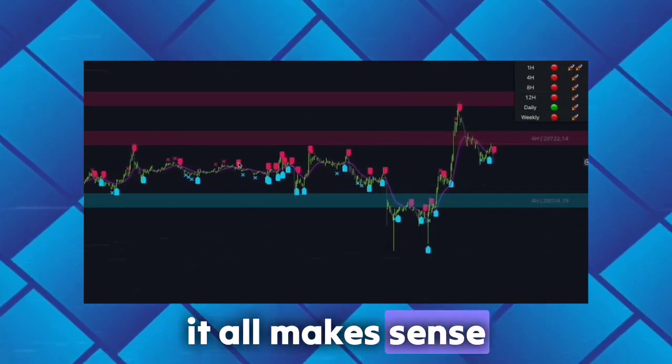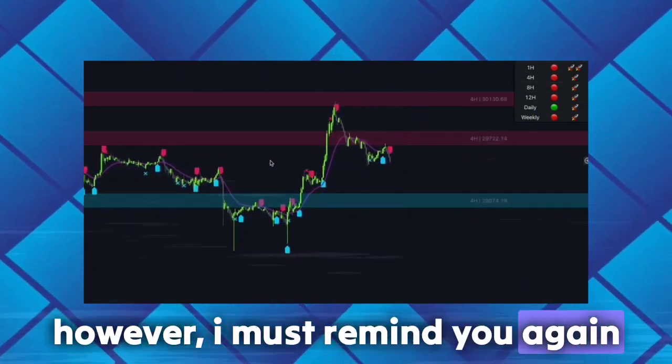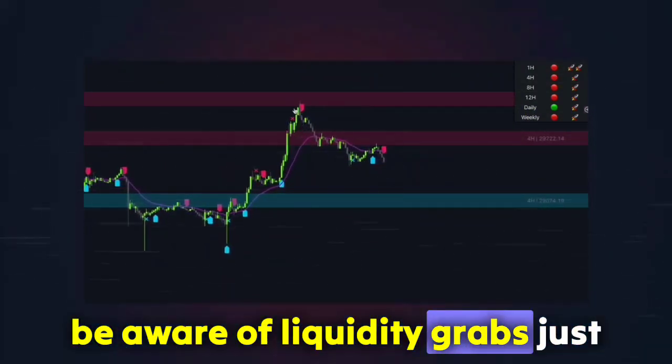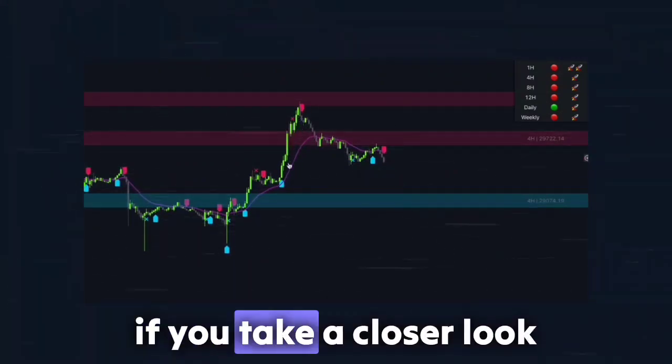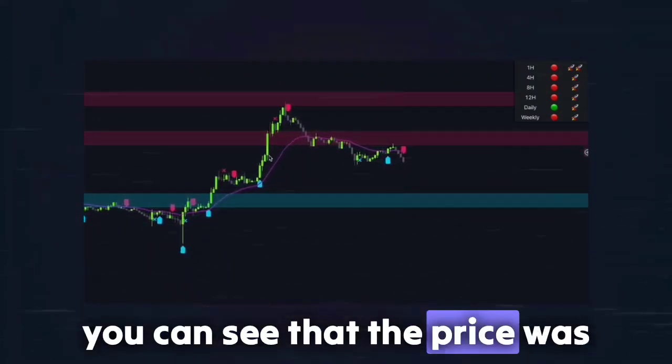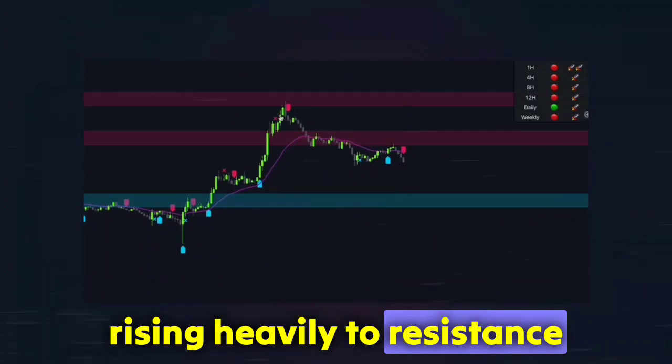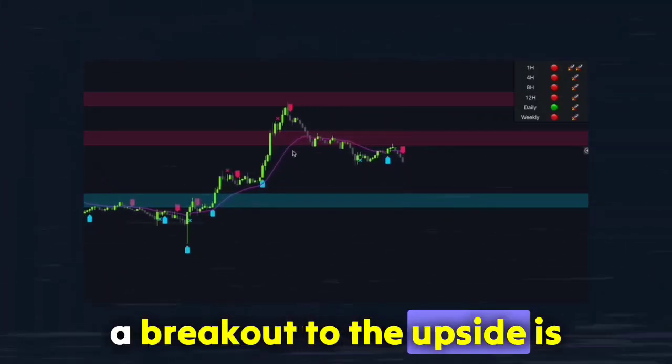It all makes sense. However, I must remind you again, be aware of liquidity grabs, just like this one. If you take a closer look, you can see that the price was rising heavily to resistance. When this happens, a breakout to the upside is likely.